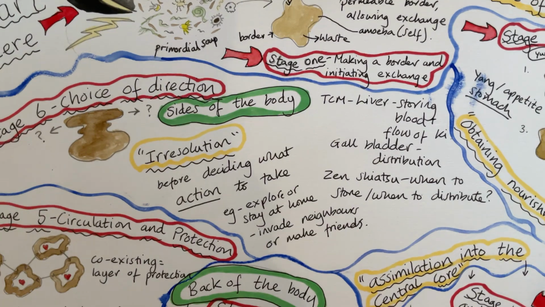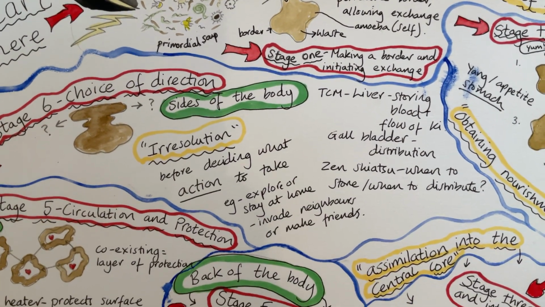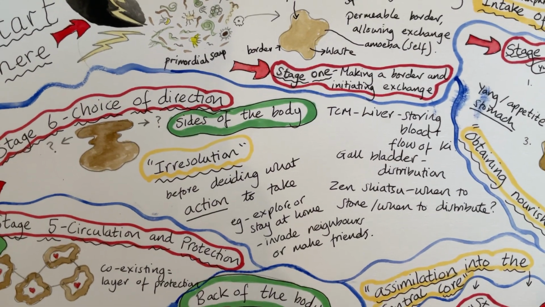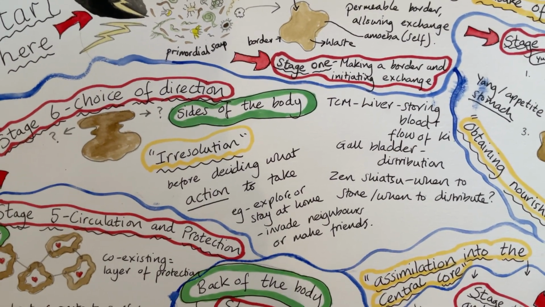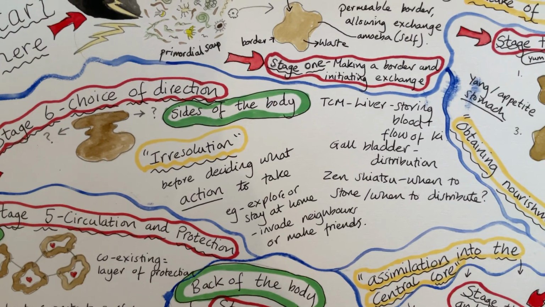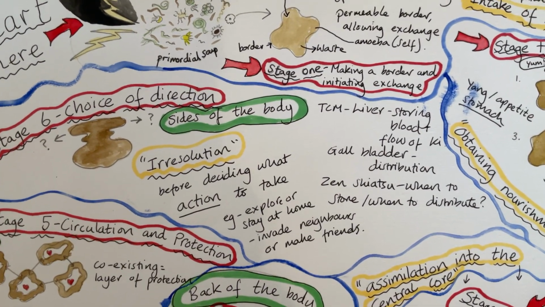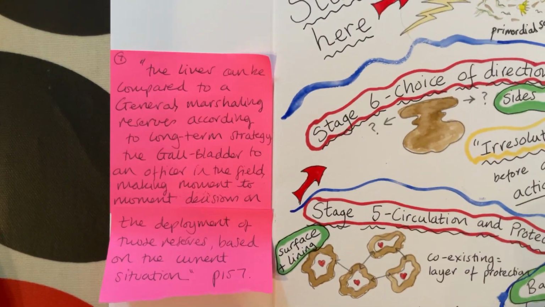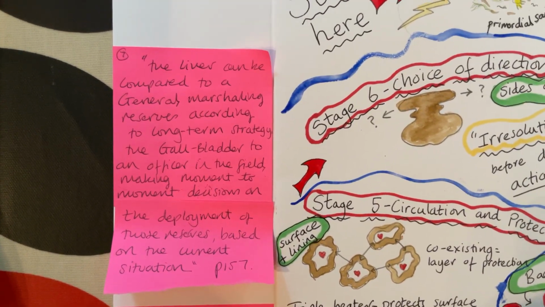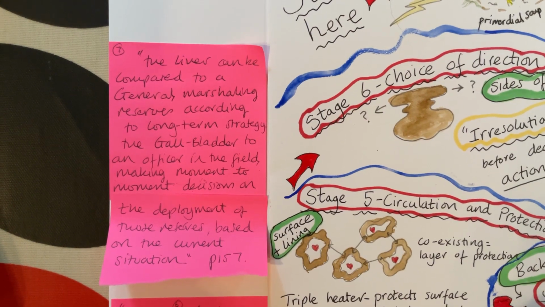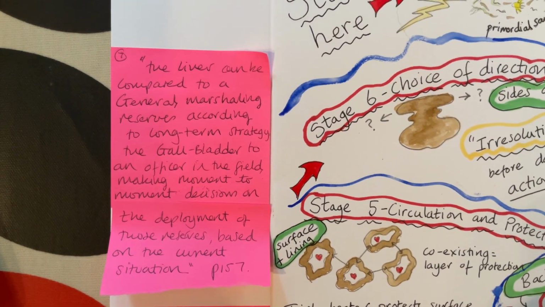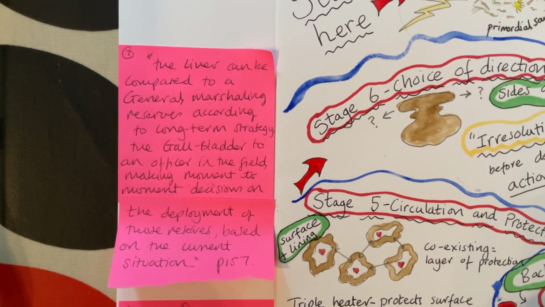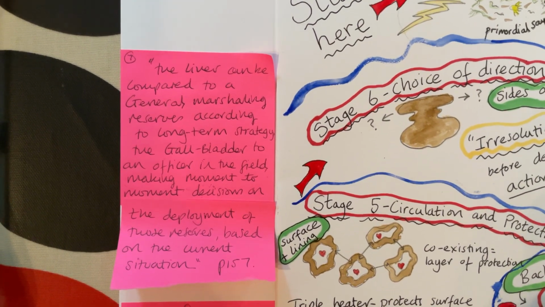In traditional Chinese medicine, the liver is said to store blood and deals with the flow of qi, and the gallbladder for distribution. In Zen Shiatsu, it's the moment of decision, when to store and when to distribute. From Beresford Cook, the liver can be compared to a general, marshalling reserves according to long-term strategy, the gallbladder to an officer in the field, making moment-to-moment decisions on the deployment of those reserves based on the current situation.